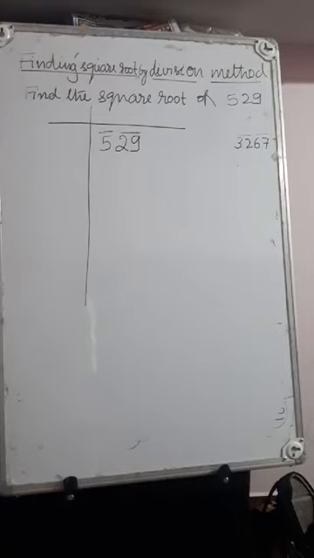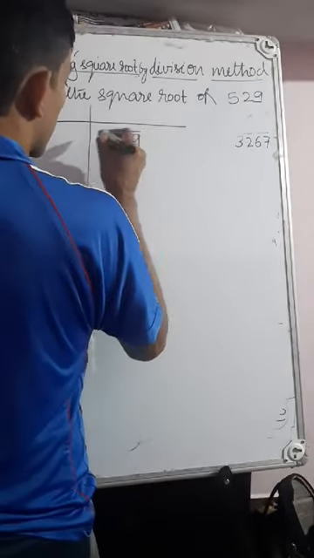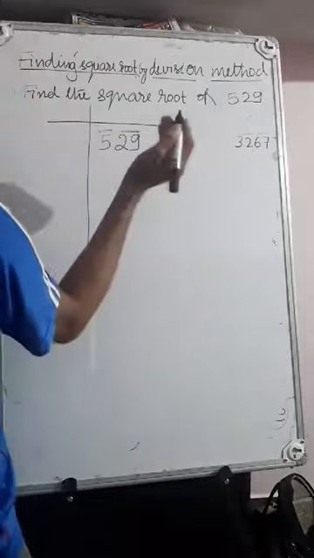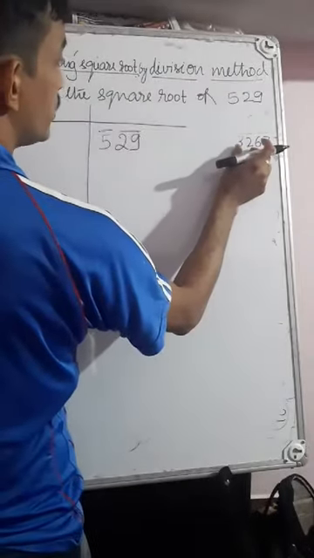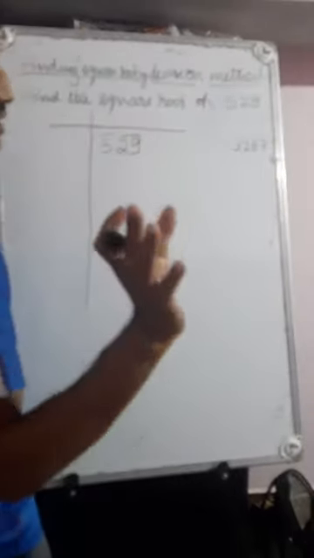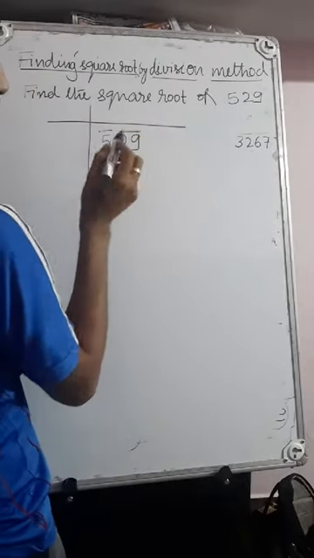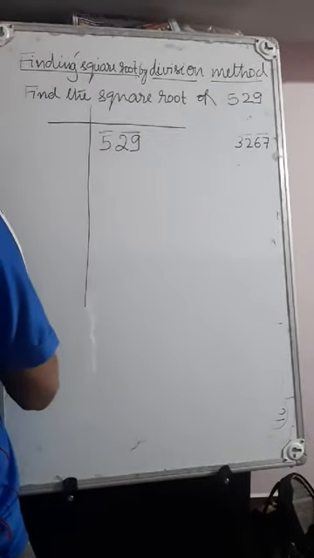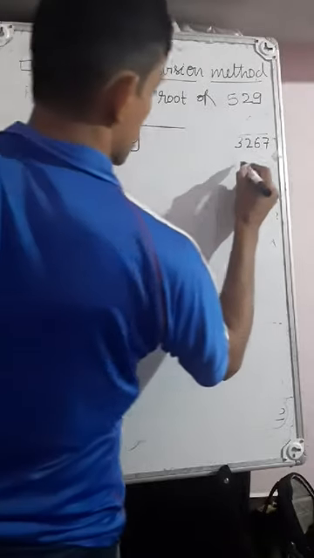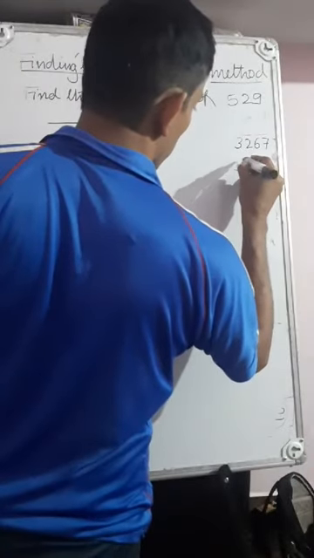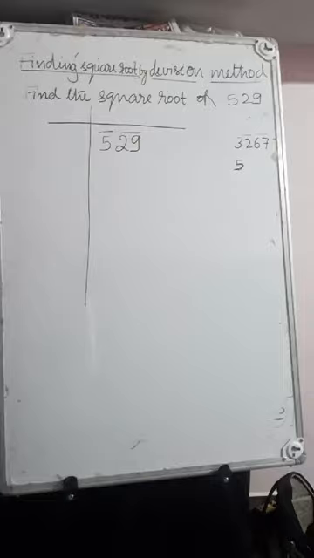Now the second step: find the largest number whose square is less than or equal to the number under the extreme left bar. Which is the number at the extreme left bar? That is the last group, which may contain two digits or one digit; that doesn't make a difference. You should check the group at the leftmost. Look at this, 5 is the number present in the leftmost group.